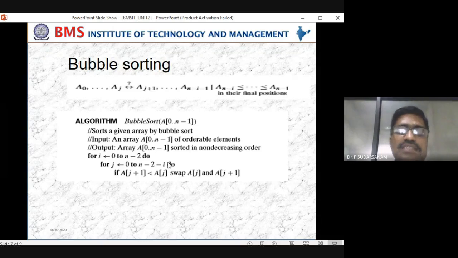So based on this algorithm, what will happen is 0 to n minus 1. N is the number of input values, you are storing the elements from 0 to n minus 1. So the output also is 0 to n minus 1 only. Now your algorithm is only this much. In the examination you write only this much. For i is equal to 0 to n minus 2 do, j is equal to 0 to n minus 2 minus i do. You have to write it.